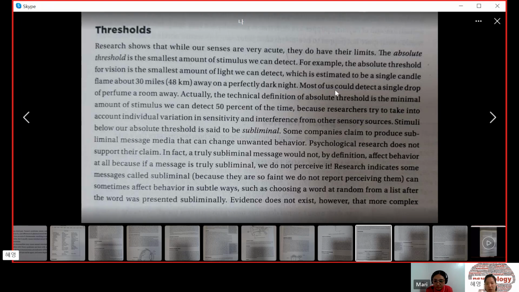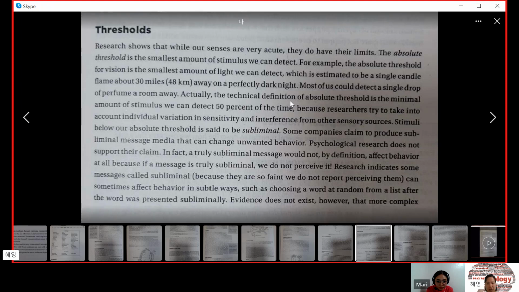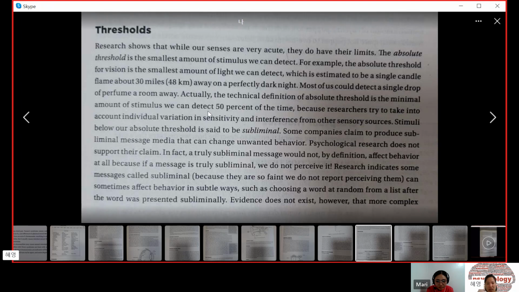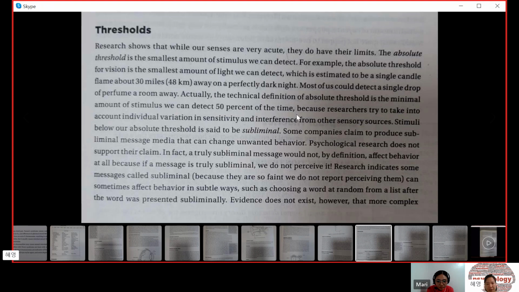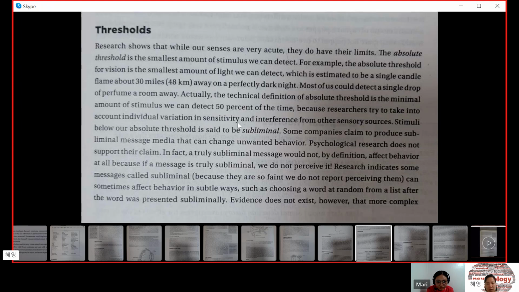Most of us could detect a single drop of perfume a room away. Actually, the technical definition of absolute threshold is the minimal amount of stimulus we can detect 50% of the time. Because researchers try to take into account individual variation in sensitivity and interference from other sensory sources.